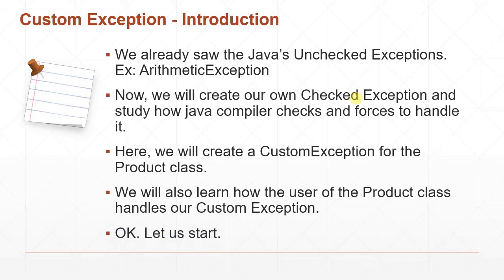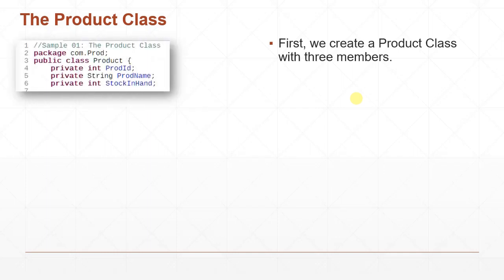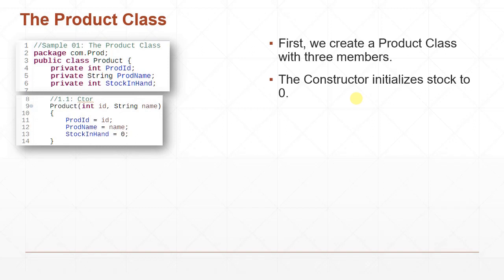Okay, let us start. And here you will also study the throw and throws keywords. First we create a product class with 3 members, and here is our product class that will be kept inside the com.product package. So it has 3 members: prod ID, product name, and stock in hand. The constructor initializes the stock to 0, so that's a default. Even though we initialize the stock in hand as 0, we expect the product ID and name from the user. So whoever is constructing our product class will supply the product ID as well as the name for the product.